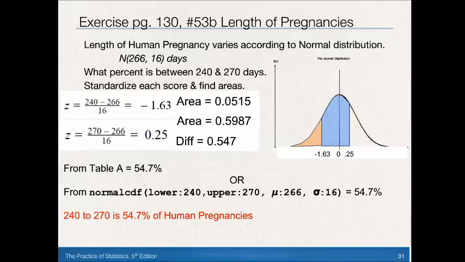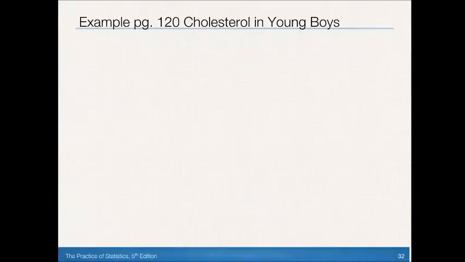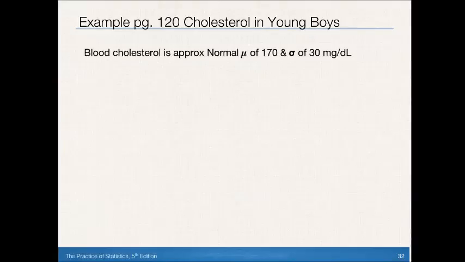Okay, let's go to page 120 and look at an example. This has to do with blood cholesterol. High levels of cholesterol in the blood increase the risk of heart disease. For 14-year-old boys, the distribution of blood cholesterol is approximately normal, with a mean of 170 milligrams of cholesterol per deciliter of blood and standard deviation of 30 milligrams per deciliter. What is the first quartile of the distribution?